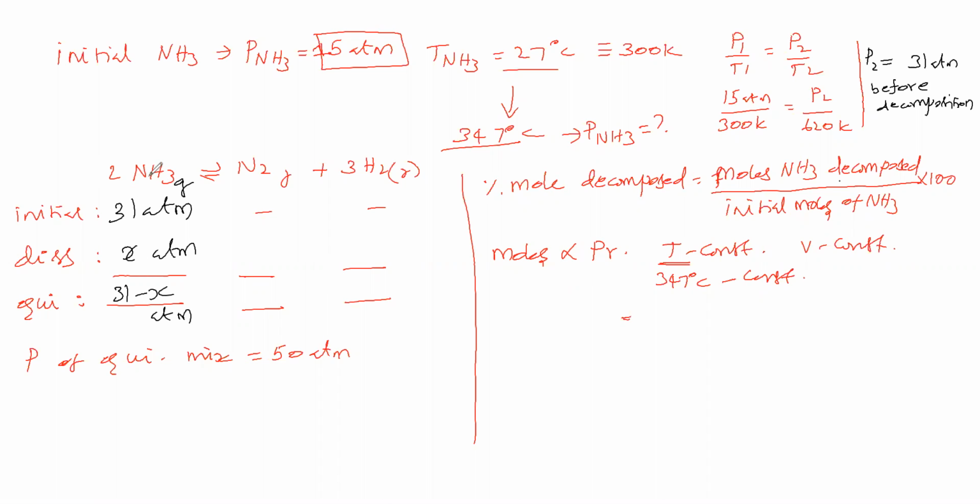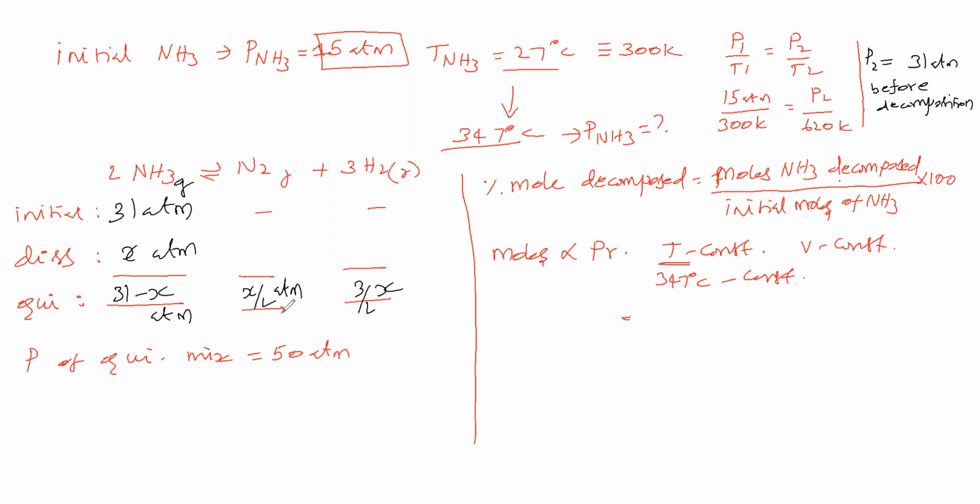So ammonia is two times; ammonia decomposing means one time N2 appeared. So X atmosphere is decomposing means X by 2 atmosphere of N2 is produced. Okay. Then 3H2. That means 2 ammonia decomposing means 3H2 is produced. So X atmosphere decomposing means how much will we get? 3 by 2 X we will get. Okay. So we got 3 by 2 X.